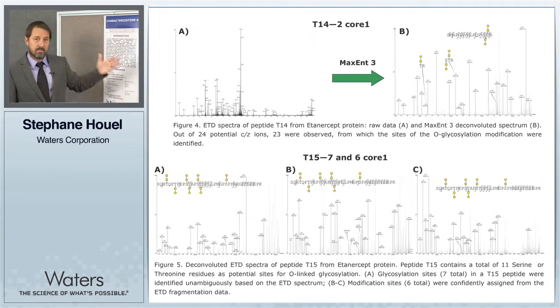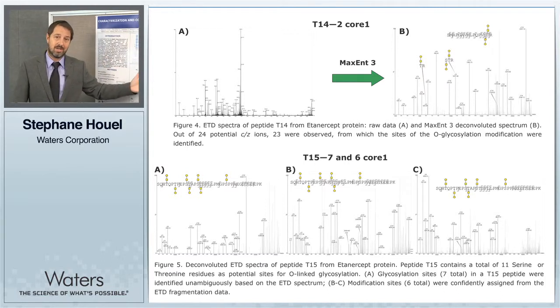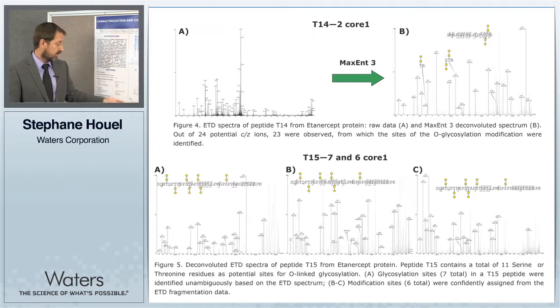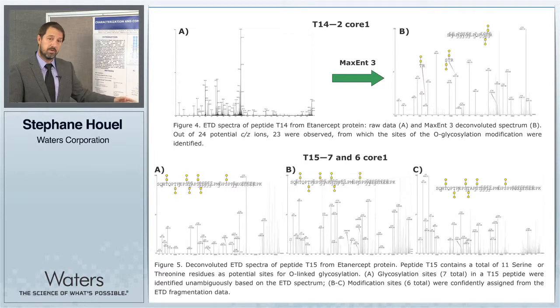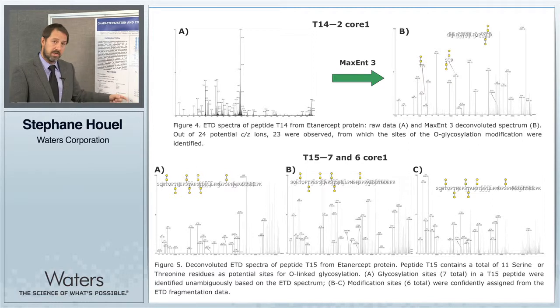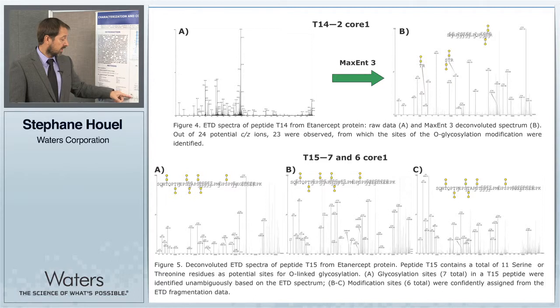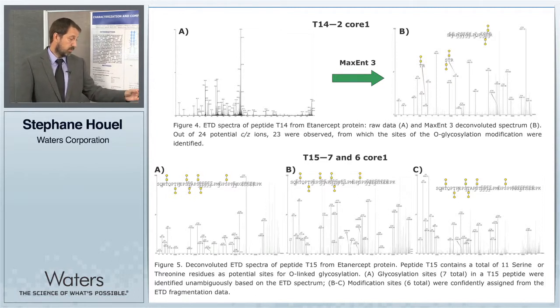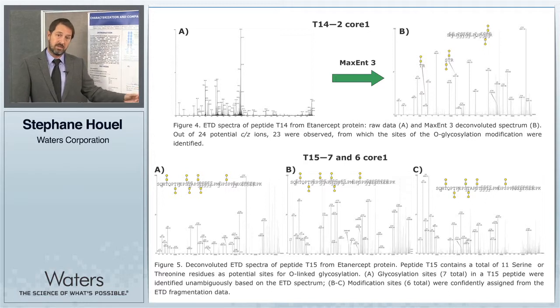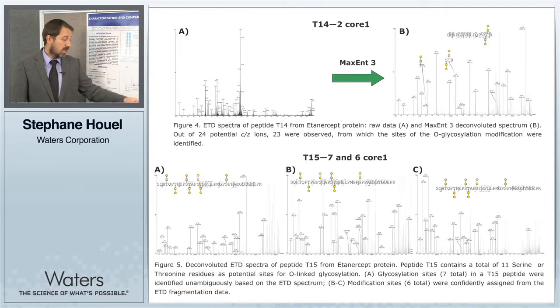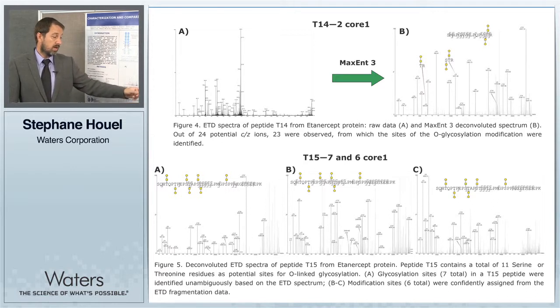So now you say, OK, that's fine for when you have 2 glycosides, but what about when you have 7? So this is the example with 7. And obviously, you don't have a complete coverage, but you have enough fragments that you can assign all of those sites on it. You have 11 serines and threonines, so you have 11 potential sites, but at the end, you are able to assign all of those sites that are occupied. Now I also show you the example of 6 core 1 on the same T15 peptide, where these 2 peptides have different retention times, and you can see which sites are occupied and not occupied.